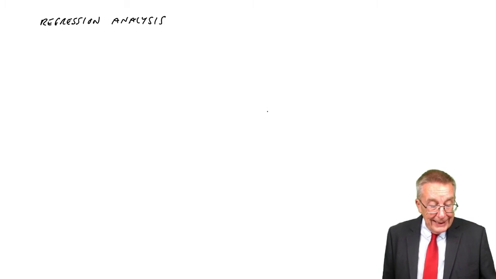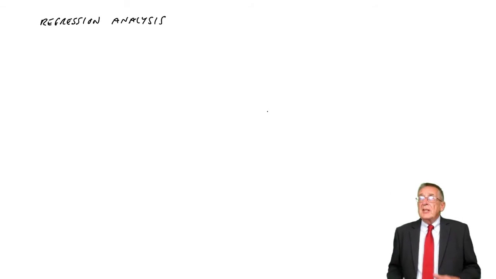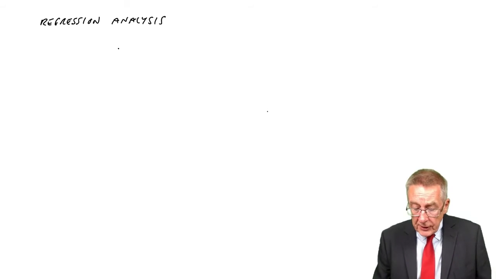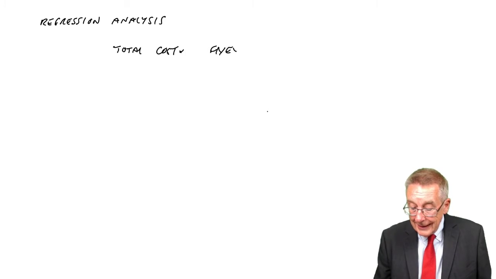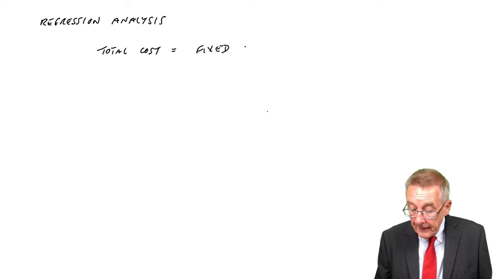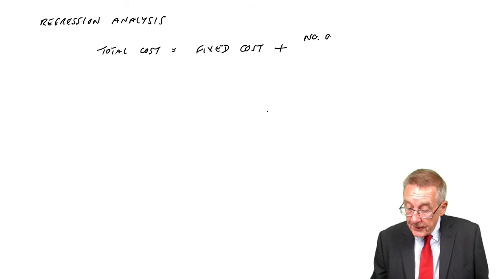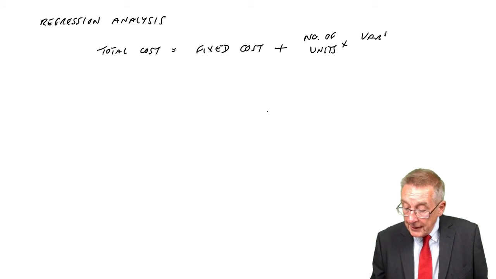I did explain when we went through the last chapter that for any cost we can have an equation: the total cost is always equal to the fixed cost. Start again. The total cost will be equal to the fixed costs plus the number of units times the variable cost per unit.